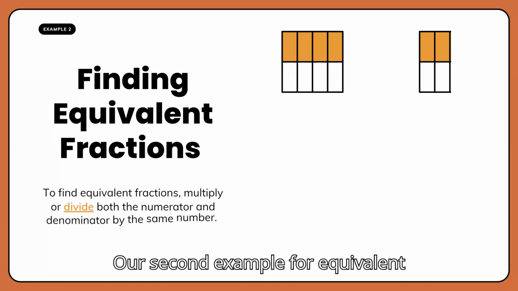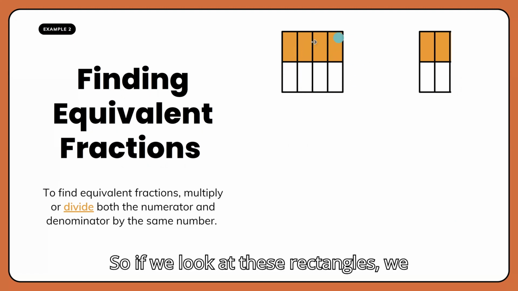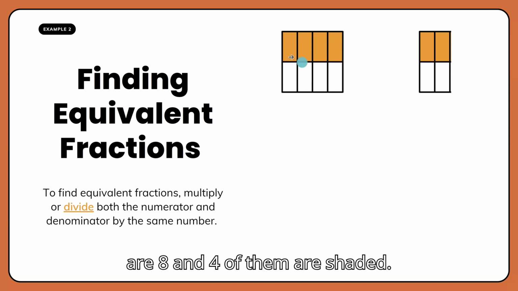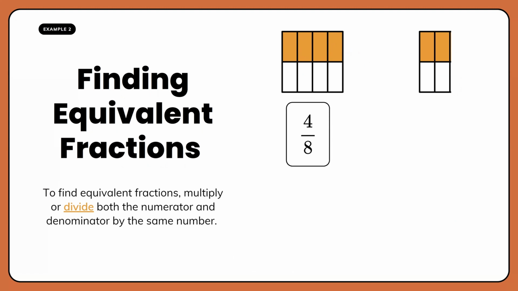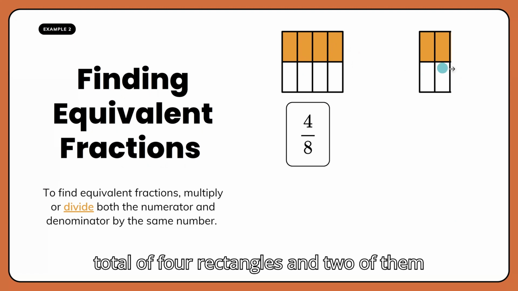Our second example for equivalent fractions is these rectangles over here. If we look at these rectangles, we know that the total number of rectangles is 8 and 4 of them are shaded. So we can say that the fraction is 4 over 8. Now in this set of rectangles, there are a total of 4 rectangles and 2 of them are shaded.